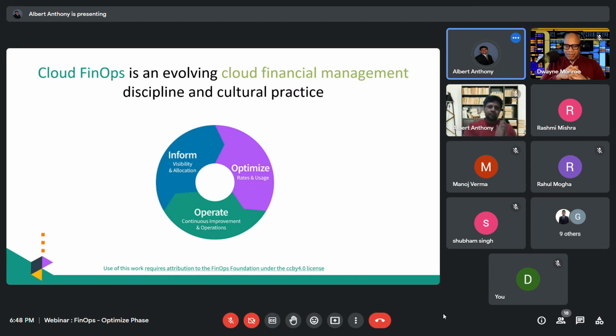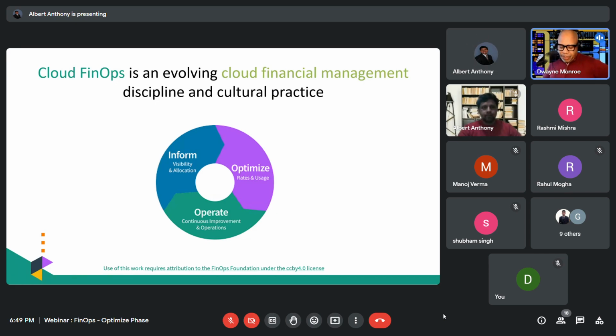And then last time we spoke about Inform, and how we can ensure that more people are involved in sharing information, in taking decisions, in taking steps, and watching what exactly they are consuming and how they are consuming. And this time we are going to talk about the optimize phase. So for everybody, would you like to explain these three phases briefly, Dwayne?